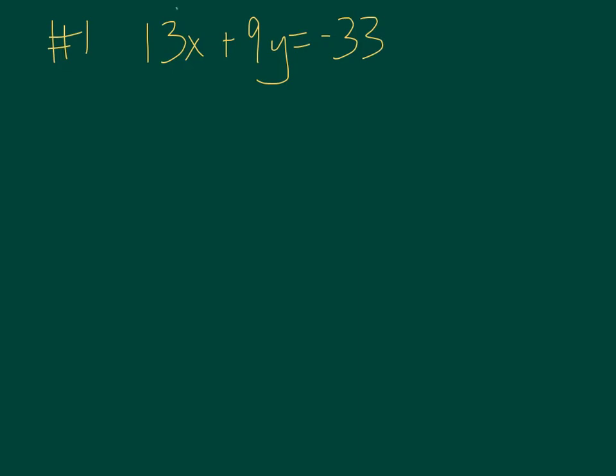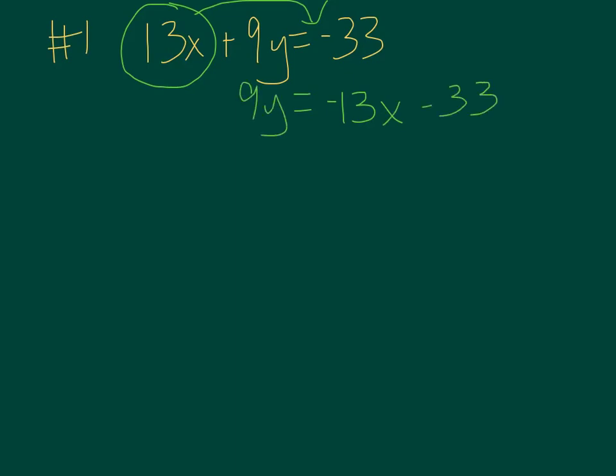So what we're going to do is take this 13x, pick it up positive and drop it off on the other side. But don't drop it off positive, drop it off negative. It's just like subtracting 13x. And 9y is sitting right here. Now, y is almost by itself. Divide both sides by 9, just like so.